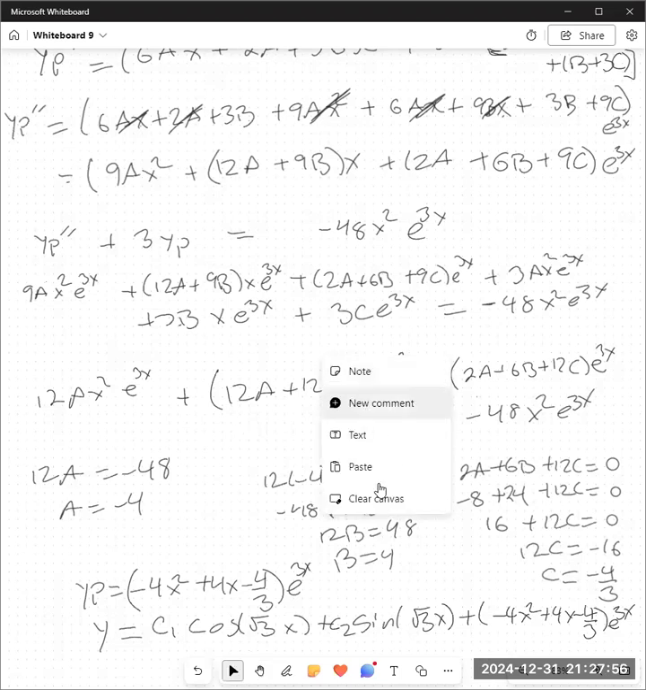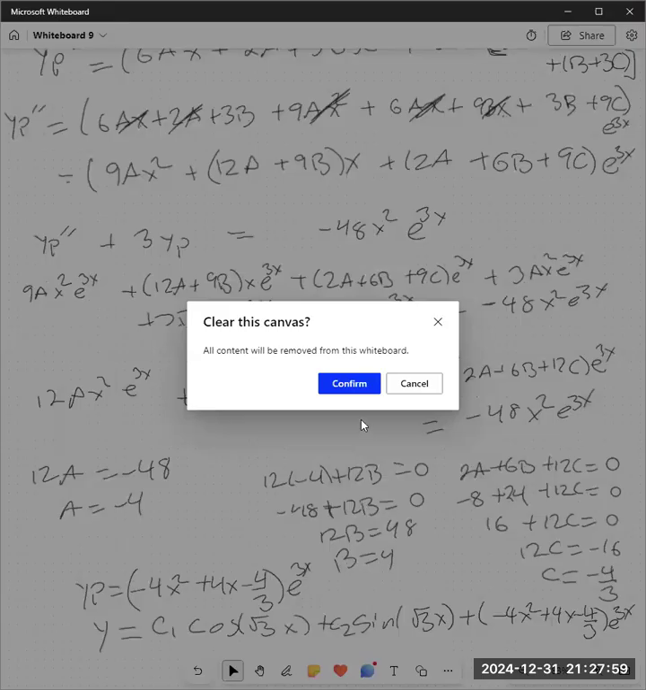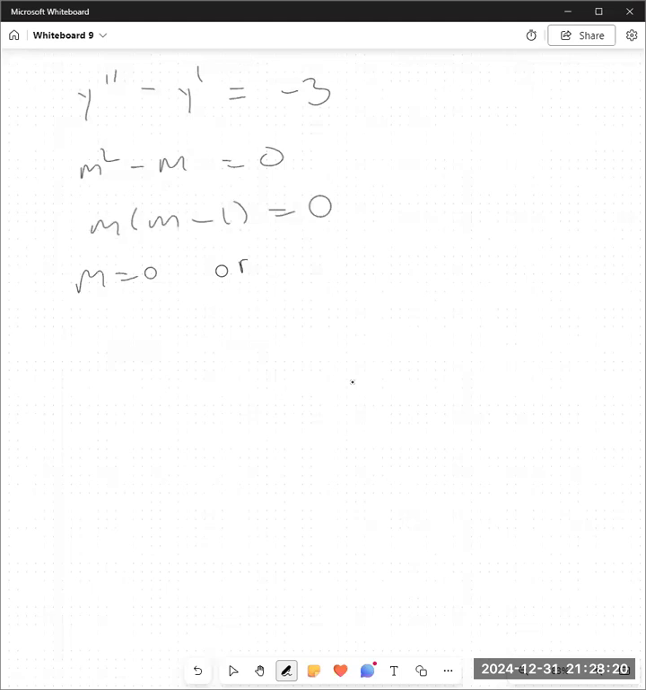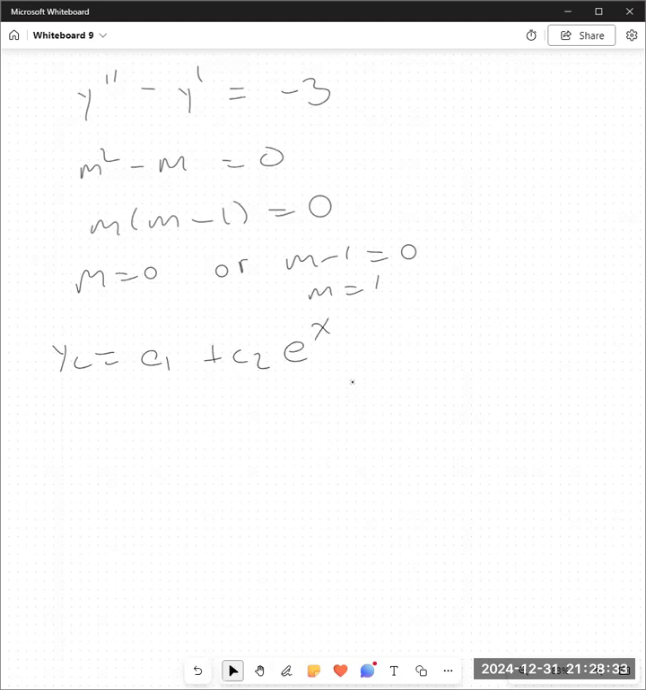Let's move on to the next problem. It looks a little deceptively simple here. Y double prime minus y prime equals negative 3. So let's start off with our auxiliary equation, and we'll discover what the problem is here shortly. m equals 0, or m minus 1 equals 0, so m equals 1. So my yc equals c1 e to the 0, which is just c1, plus c2 e to the 1x, which is e to the x.